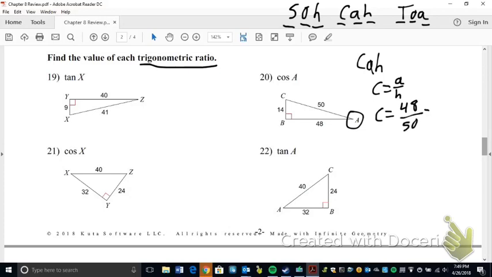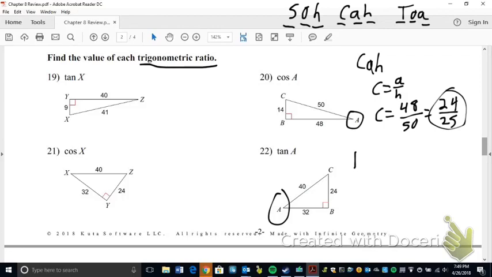48 over 50. That's the hypotenuse. 48 over 50 reduces to 24 over 25. And that would be our answer. Now, in all fairness, if you put 48 over 50, I'm probably not going to ding you points. But you guys are at the point in your mathematical careers you really should be reducing fractions as a matter of course, not just because your teacher tells you to.